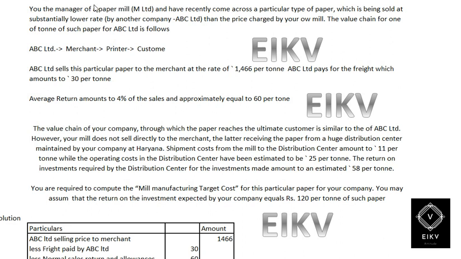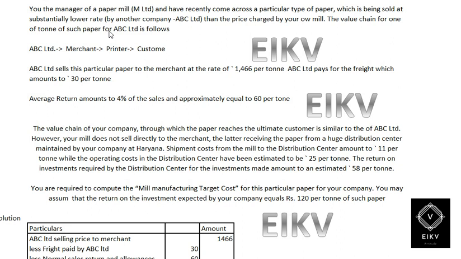This is Vishnu. So in this illustration, you are the manager of the paper mill, GCM Limited, and have recently come across a particular type of product which is being sold at a lower rate by another company, ABC Limited, than the price charged by your own mill.